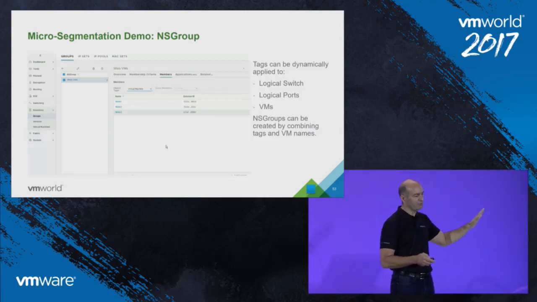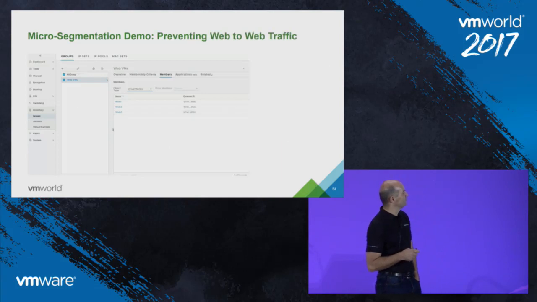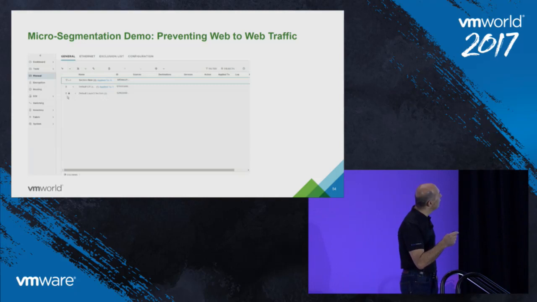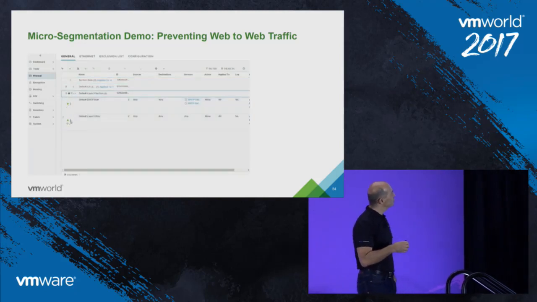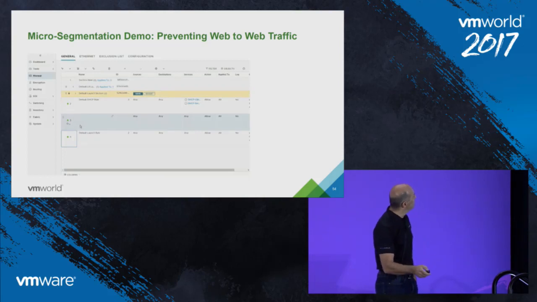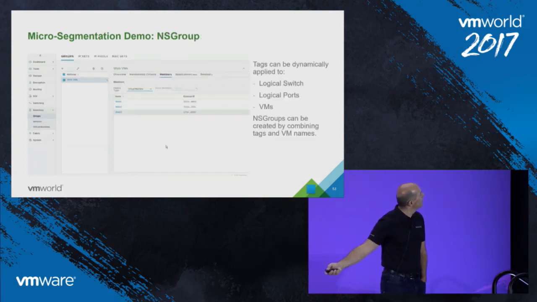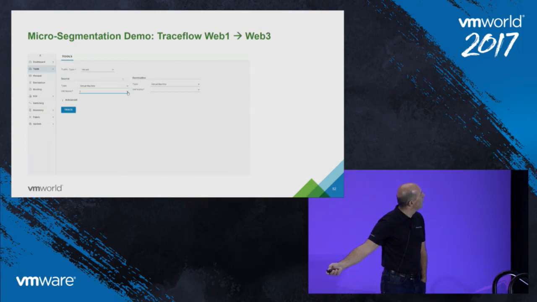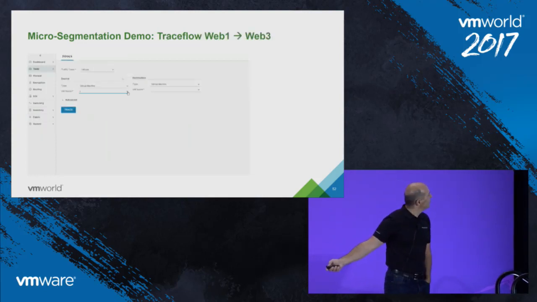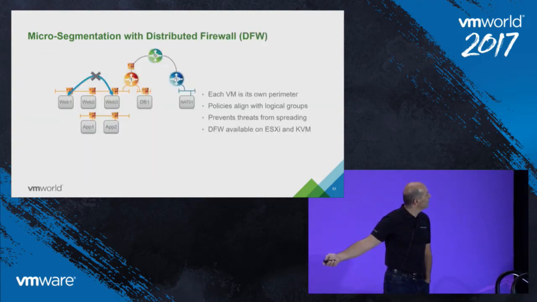So here I did something very basic. I just grouped my VMs by name. And I'm going to show you a trace flow between web VM1 and web VM3, or 3 to 1, I don't remember which. I actually skipped, sorry, I went too far. That's the problem with animation. This is the one.